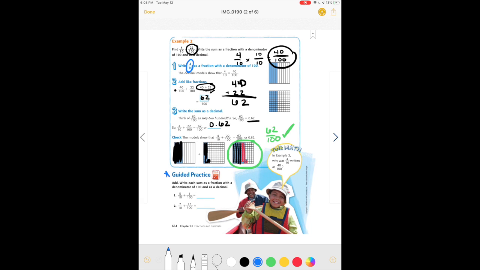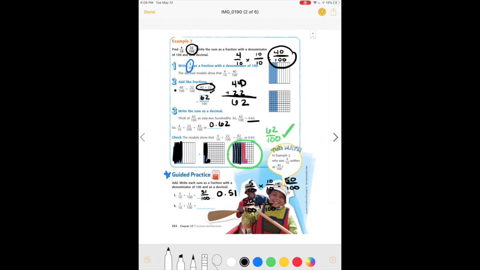Down here for guided practice. Add. Write each sum as a fraction with a denominator of 100 and as a decimal. So we need to take 5 tenths and multiply it by 10 on the top and bottom. 5 times 10 is 50. 10 times 10 is 100. So let's rewrite this fraction as 50 100ths plus 1 100th. 50 plus 1 is 51 100ths, and now we need to write it as a decimal. So we need 0 wholes and 51 hundredths.